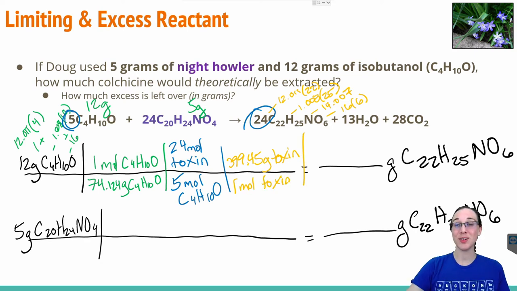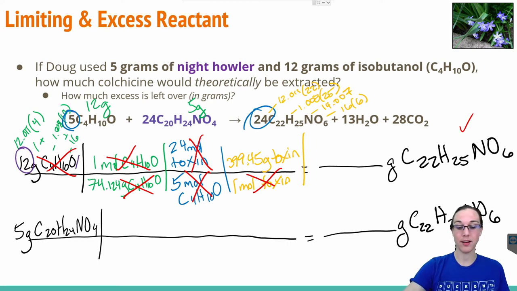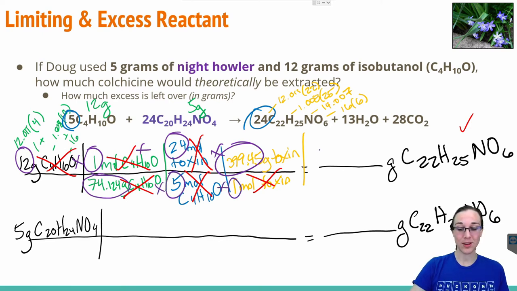Let's make sure all of our units cancel. So grams here, moles, and mole of toxin. Great, we are left with the correct units and chemical. Let's multiply and divide. We're going to multiply 12 by 1 by 24 by 399.45 and divide that all by 74.124 times 5 times 1. And our final answer is 310.403 grams of neurotoxin could be made with 12 grams of isobutanol.